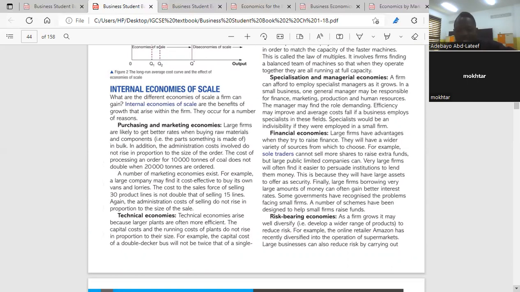So because you are a small business, banks might not want to facilitate any loan for you because they might feel you might not be able to pay back. But for a big firm, banks would even want to give them loans at a reduced interest rate, because they are low risk. I think that is clear. So the ability you have as a firm to source for finance easily is what we call financial economies. Do you understand what financial economies is here? The ability of a firm to source for finance due to its growing state is what we mean by financial economies of scale. Is it clear? Okay.